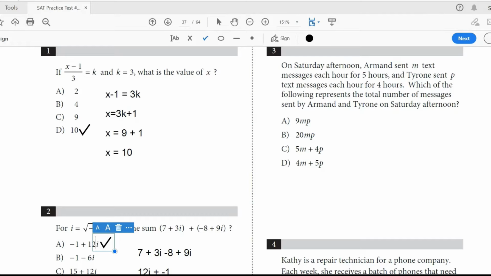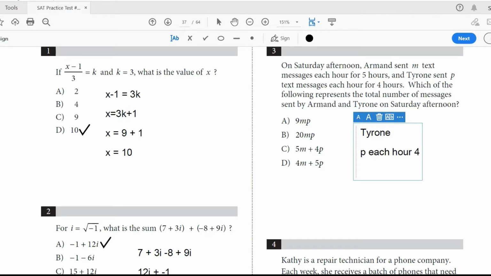Now, the third question is a bit more complicated. On Saturday afternoon, Armand sent M texts each hour for 5 hours and Tyrone sent P texts each hour for 4 hours. Which of the following represents the total number of messages sent by Armand and Tyrone on a Saturday afternoon? To do this question, I like to divide it up into two parts. First, let's find out how much Tyrone sent. Tyrone sent P messages each hour for 4 hours. That means each hour he sends P messages, 4 times, which equals 4P.